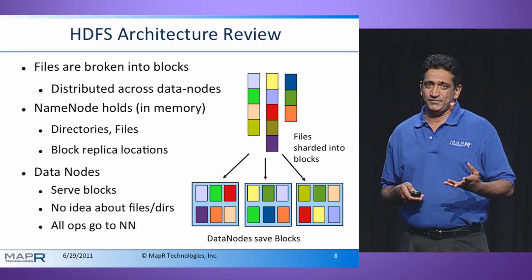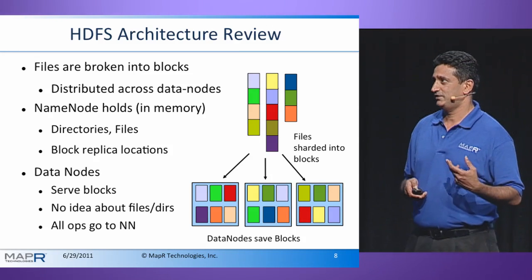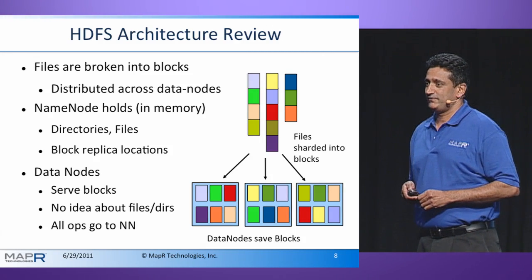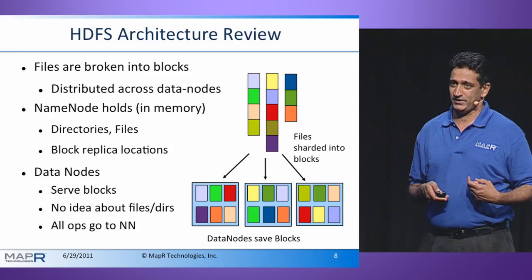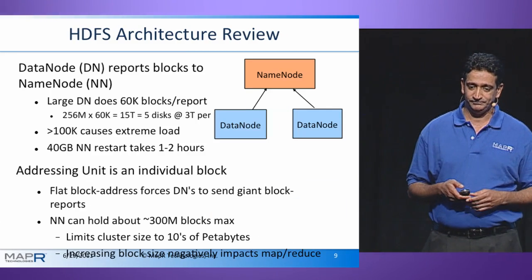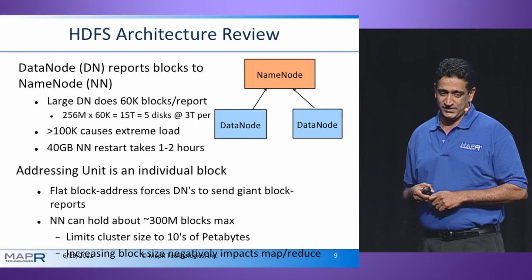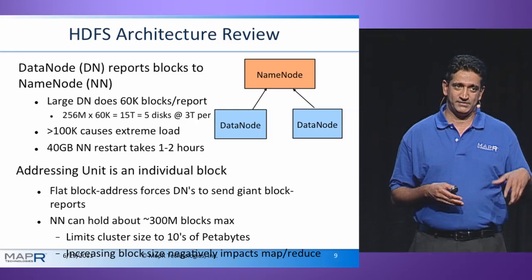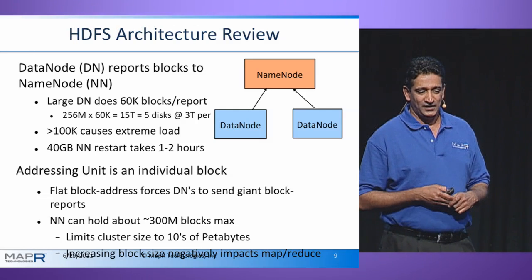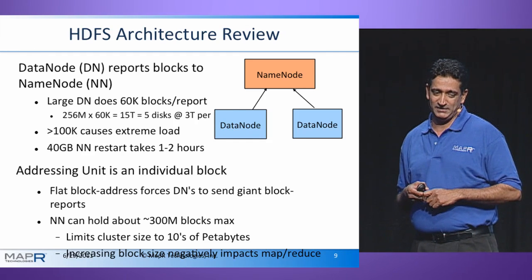And that's been one of the biggest sources of the problem here, which is that empirical traces have shown that over 60% of the operations in a file system are metadata operations. So that has become a single bottleneck right now. The other issue is these block reports, which Suresh just discussed. The data node reports its blocks to the name node. And a large data node can do about 60,000 blocks per report.